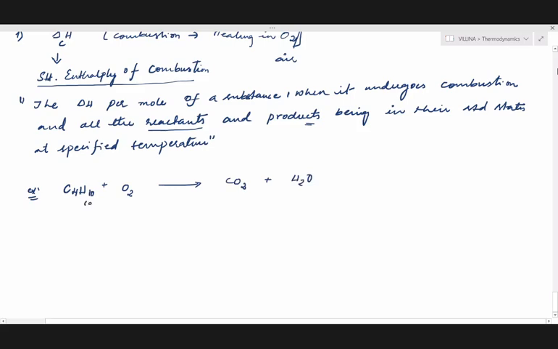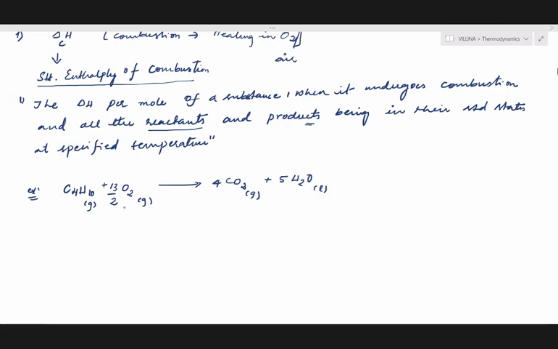So C4H10, butane, is a gas. It's its own standard state. Even oxygen is a gas. Carbon dioxide is also a gas, whereas water is a liquid. So we have written their standard states. Now we have to balance it. If you have 4 carbons, so 4 CO2, 10 hydrogens, so 5 H2O. Overall, we have 13/2 oxygens required. So this is a chemical balanced equation.